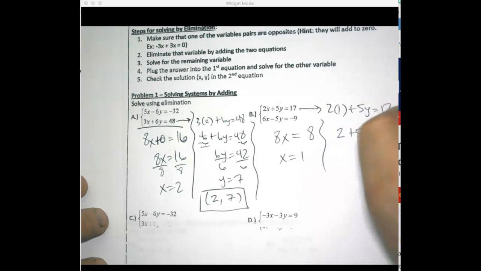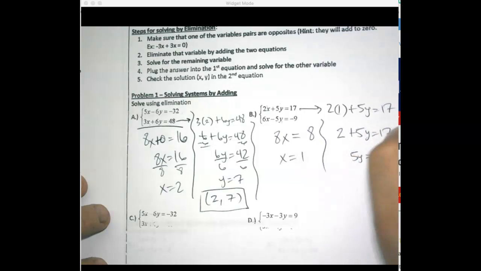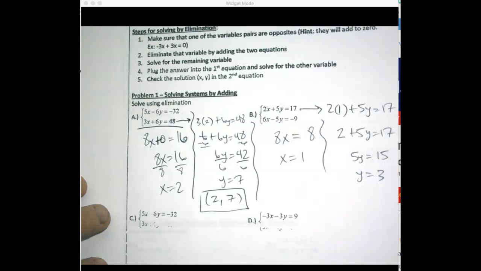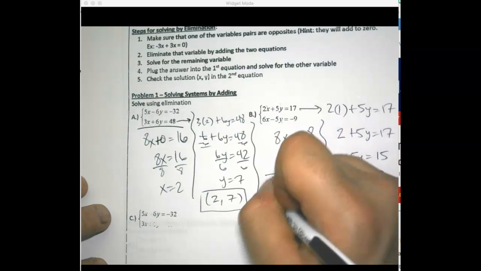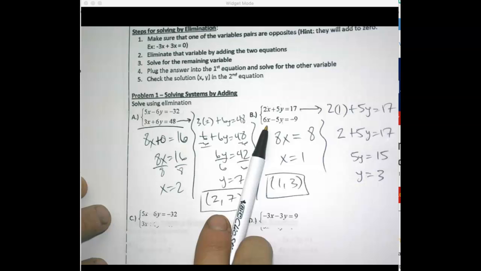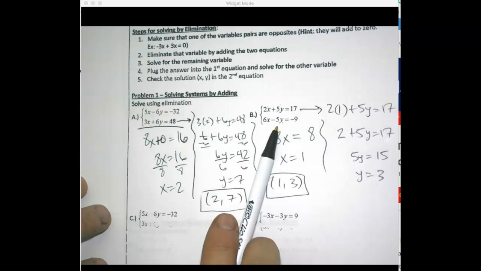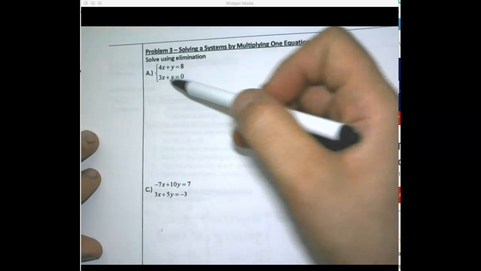So 2 plus 5y equals 17. Subtract the 2. 5y equals 15. Divide, y equals 3. Don't forget to write your answer as x comma y. Check it in this equation. 6 times 1 is 6, minus 5 times 3 is 15, and 6 minus 15 is negative 9. So that checks out.